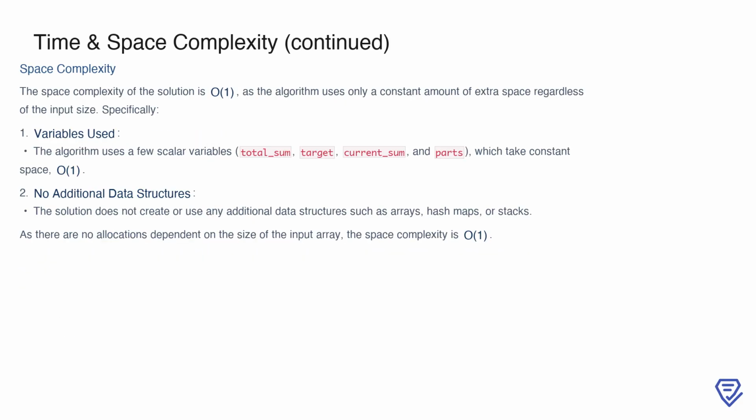The space complexity of the solution is O(1), which means it uses a constant amount of extra space regardless of the size of the input. Let's examine why. The algorithm uses only a few scalar variables, total_sum, target, current_sum, and parts, all of which take up constant space. Importantly, it does not rely on any additional data structures like arrays, hash maps, or stacks to process the input. This lack of size-dependent allocations ensures that the memory usage remains fixed, even as the size of the input array increases. Therefore, the space complexity is O(1).